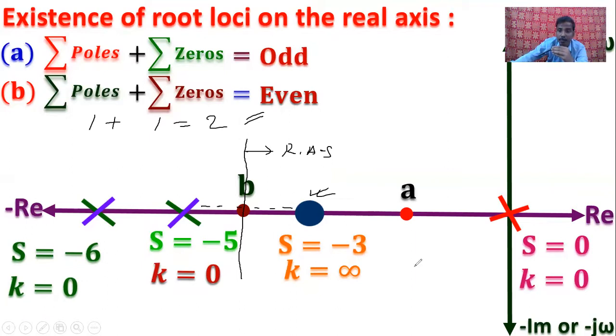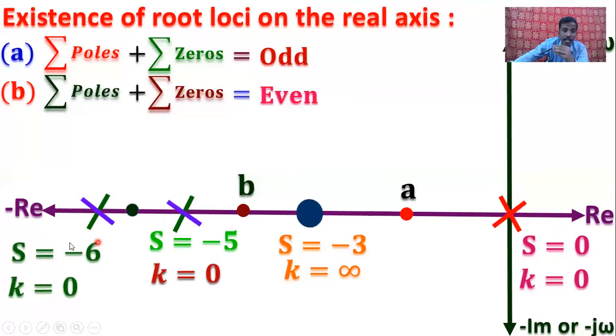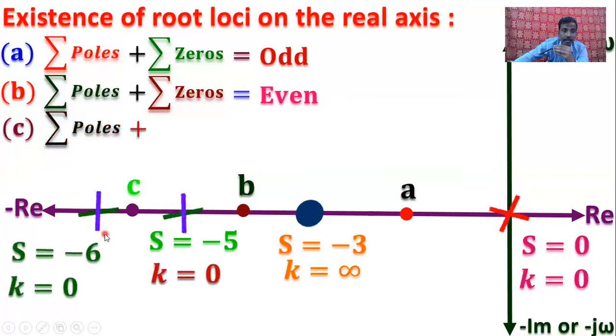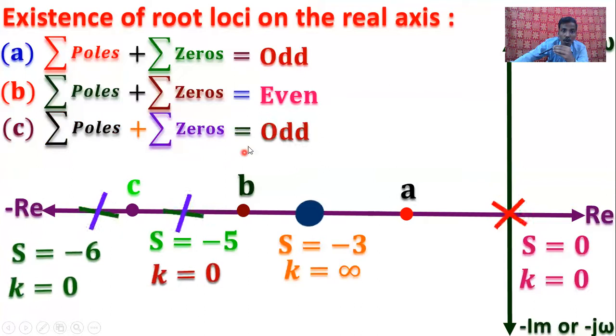Again, suppose another point C in between s equals -5 to -6. Does the root locus exist or not? The summation of poles plus zeros equals odd. That means the root locus exists in between s equals -5 to -6.